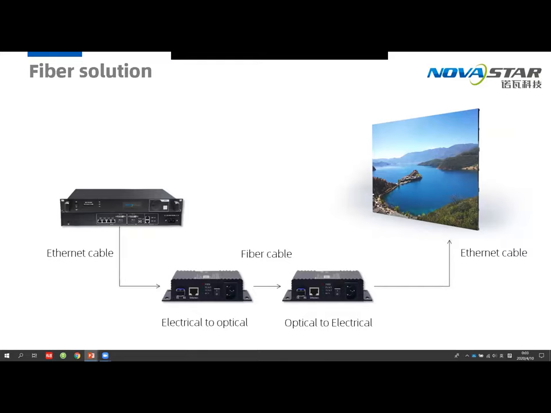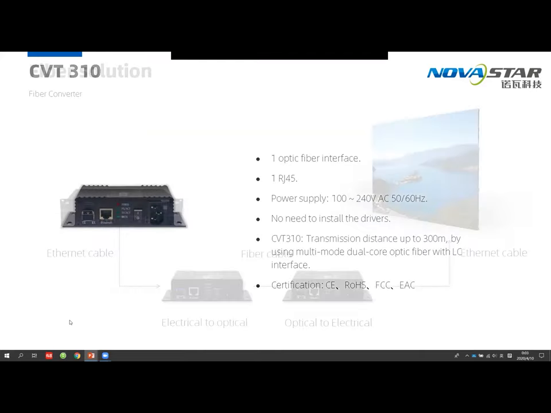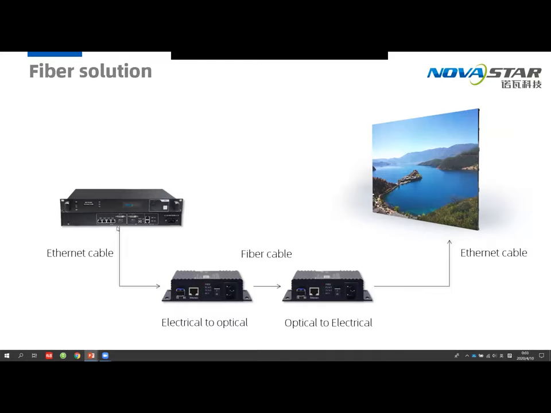So let's check the first solution, the basic one. The structure will be like this. The output from the controller will give the data to the first converter. This converts the electrical signal to an optic signal. And then the optic signal goes back to an electric signal through the second converter. Then the data will go to the receiving card, meaning the screen. Between those two converters, the distance can be up to 100 meters. So here we know, for each output from the sending card, we need 2 pieces of converters.